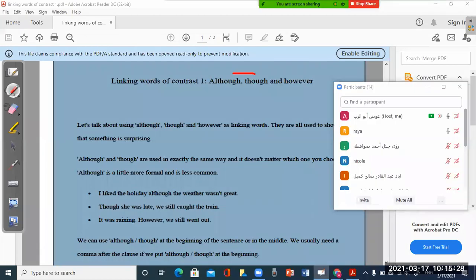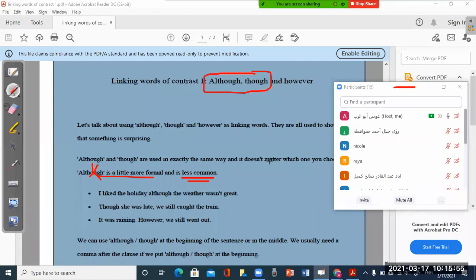They are used in the same way. What about the difference between them? Are there any differences? Yeah, although it's more formal, I think. Yeah, although is more formal and less common. So you can use though and although in the same way. But nowadays, people don't use although. It's formally used. In spoken English, people use though.